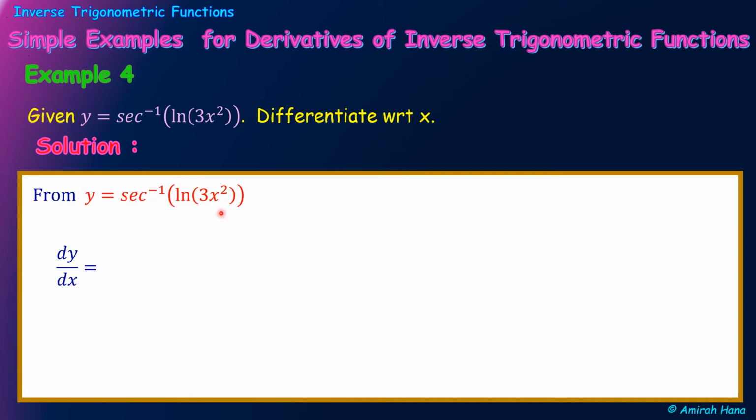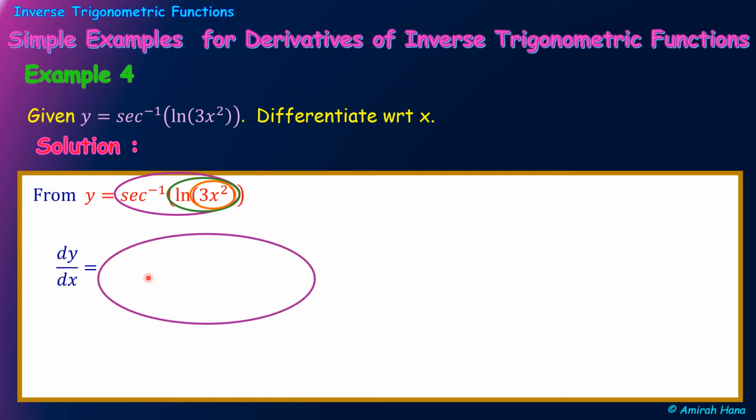Right? This is composite function. So we can draw outer circle, inner circle, and innermost, because 3x squared is inside the ln function and ln 3x squared is inside the inverse sec function. This is not a multiplication operation. To differentiate composite function, we have 3 composite functions here, so we can draw the 3 circles, and in between must be multiplication operation. This is the way when we differentiate composite function.